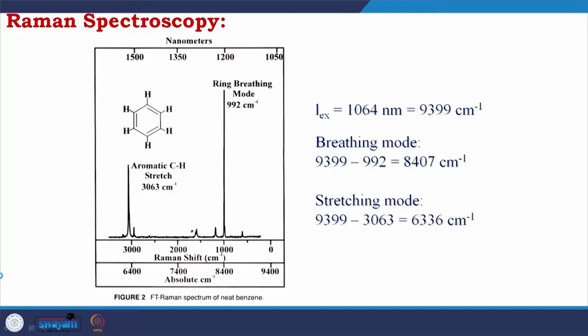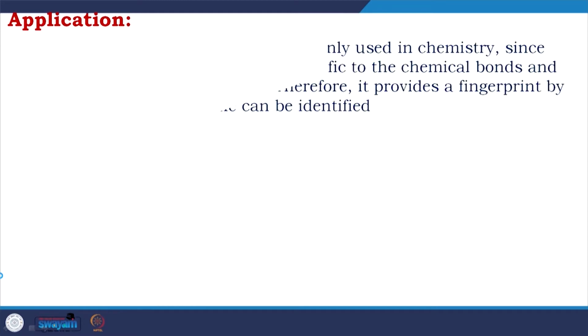In Raman spectroscopy, if you look at the breathing mode and stretching mode in the FT Raman spectrum of neat benzene, you could get the aromatic CH stretch at 3063 centimeter inverse and the ring breathing mode at 992 centimeter inverse. So, you could calculate characteristic spectra from there.